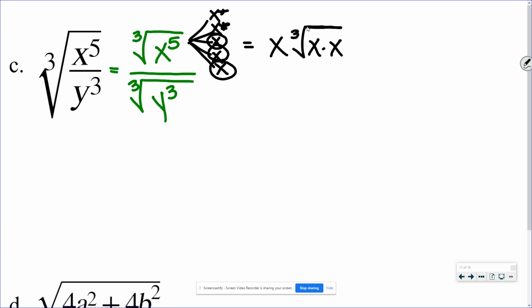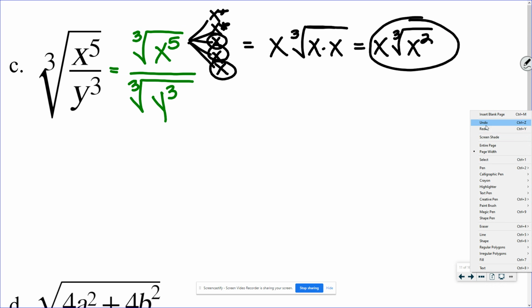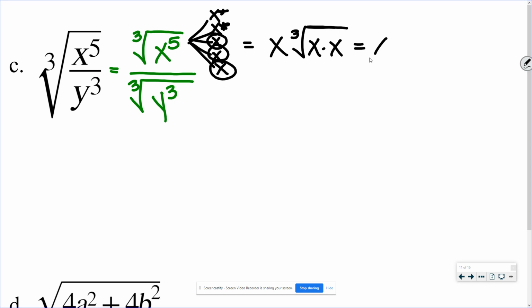And this was a cube root, so I need to bring that back over. And we're just going to simplify and call this the cube root of x times x, which is x squared. Okay? Oh, don't circle yet. Getting ahead of myself. So that's the numerator. The numerator would be x cube root of x squared. Okay, let's go to the denominator.